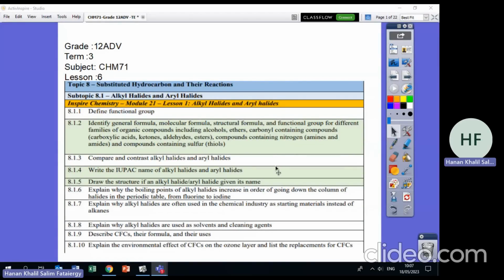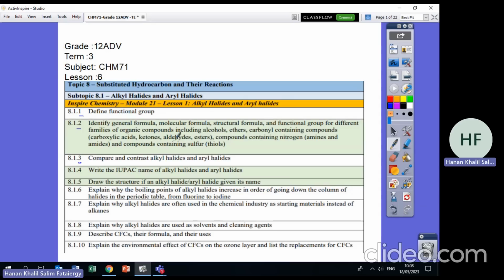Assalamu alaikum, grade 12. Hope you are doing well. I'm so sorry for being late to download lesson 7 in term 3 material, but inshallah I am here. So today's lesson title is alkyl halides and aryl halides. But as you will notice, in this lesson there are two main objectives. Number 1 and number 2 are a little bit tough. I want you to listen carefully when I am explaining them.